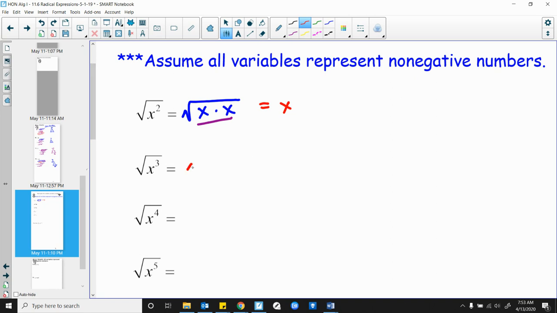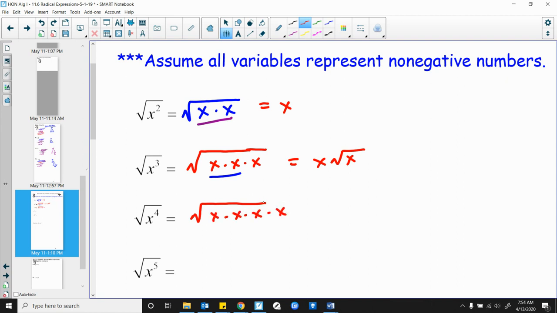Here we've got x to the third, so that's like x times x times x. We've got one pair right here, so in this case, we'll take one pair out and we'll have x radical x. Square root of x to the 4th, we'll have x times x times x times x. We've got a pair here and a pair here, which means we're just going to take those 2 out and have x times x on the outside, which equals x squared.